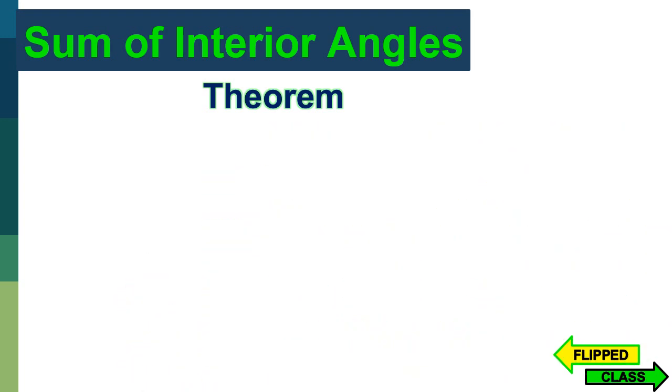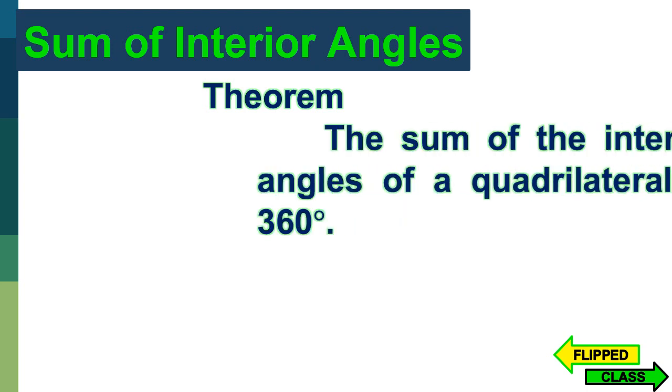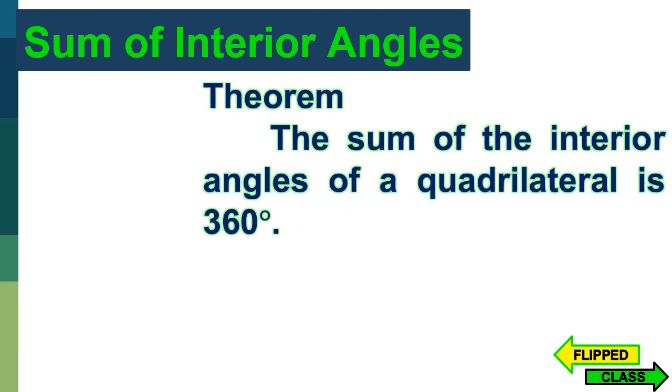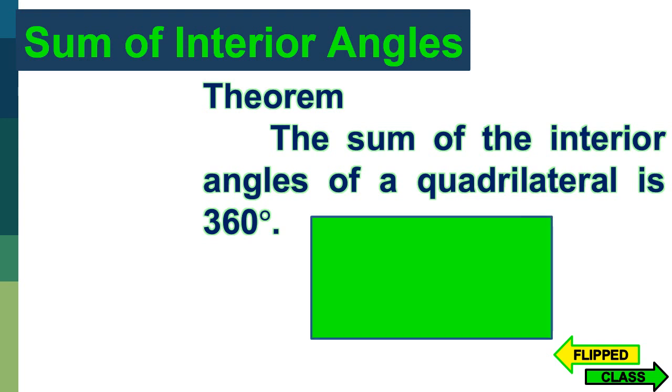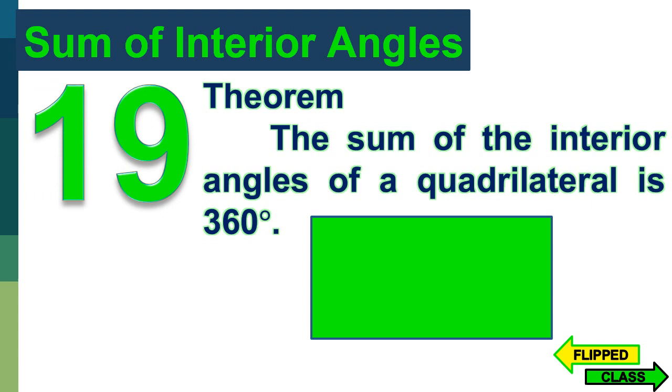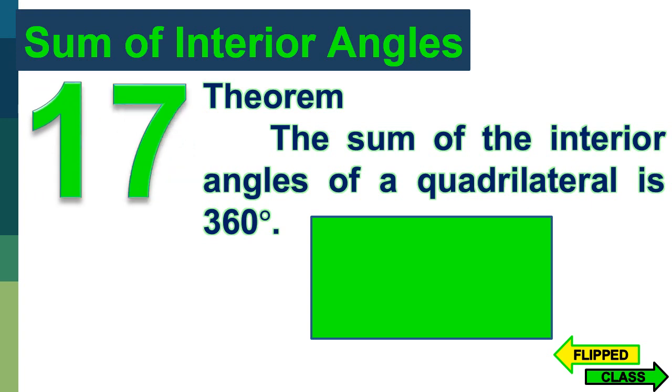Aside from a triangle, we also have a theorem for a quadrilateral. It states that the sum of the interior angles of a quadrilateral is 360 degrees. Consider this quadrilateral, and in 20 seconds, I want you to find the proof of this theorem.